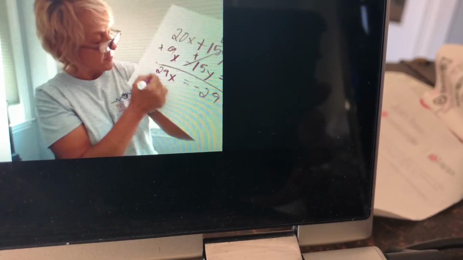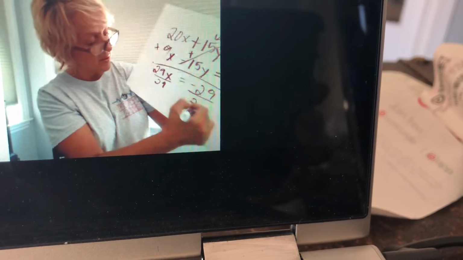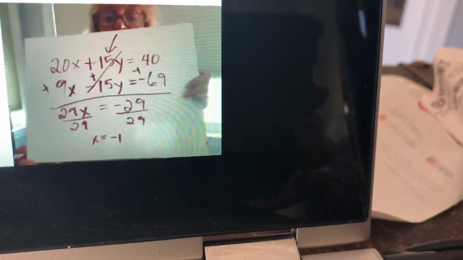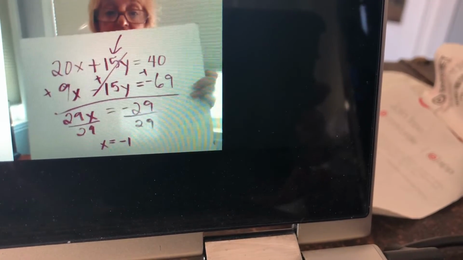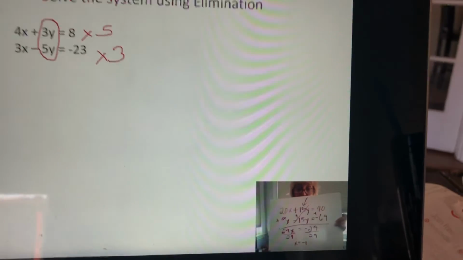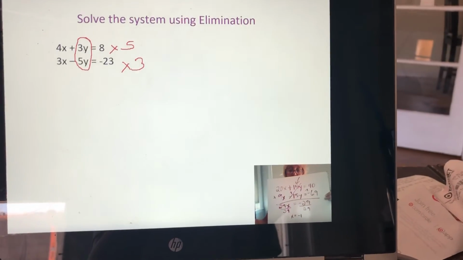To solve for x, I'm going to divide each side by 29. So x equals negative 1. Then you can substitute in negative 1 into either of the equations. I'm going to substitute into the top equation. So I'm going to take 4 times negative 1.